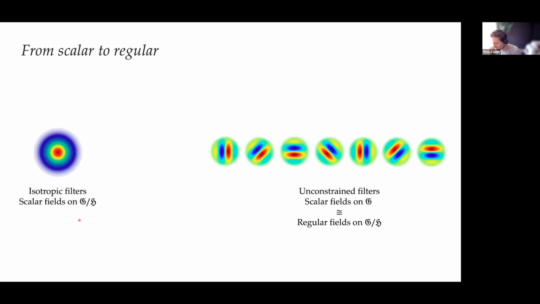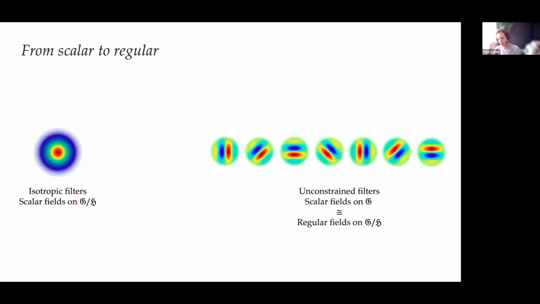So let's say we're looking at the roto-translation group again, and our signal lives on the plane. That's the roto-translation group quotiented by the rotation group. And we have a scalar field, let's say a grayscale image. Now let's say we want to design a convolution layer that gives an output that's also a scalar signal, and we want it to be equivariant.